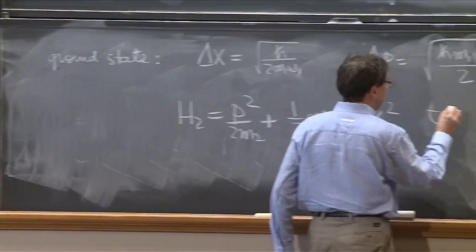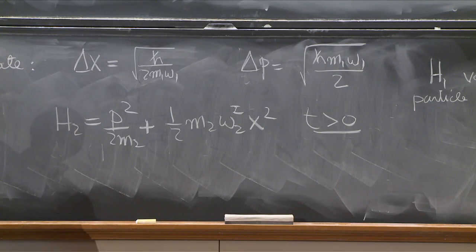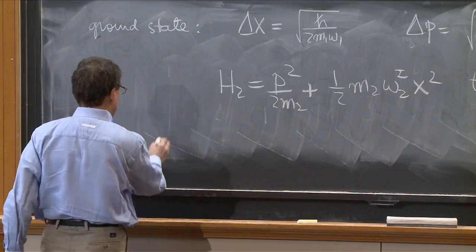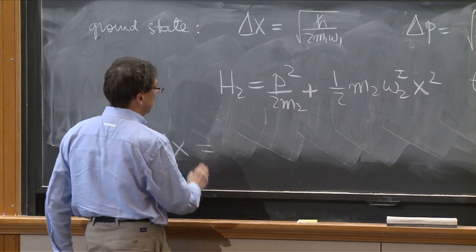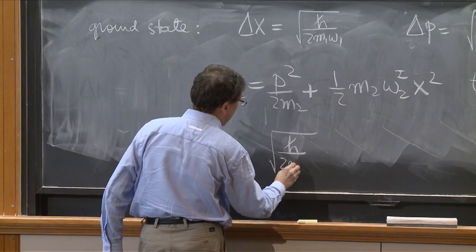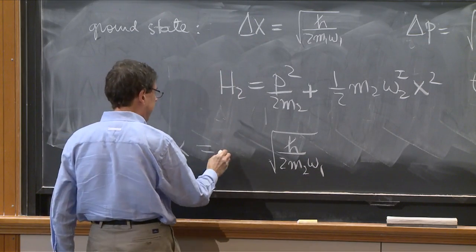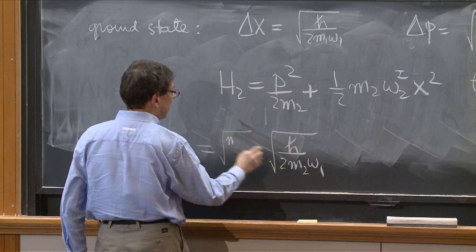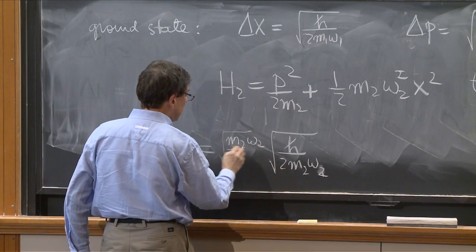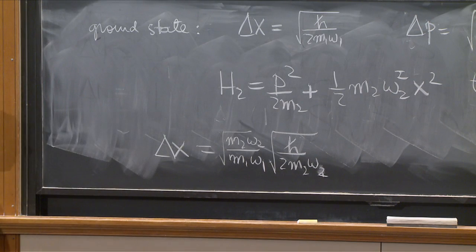So for t greater than 0, this Hamiltonian is there. The wave function does not change. So let me write delta x the following way: h bar over 2 m2 omega 1. But you say, no, delta x didn't change. Correct. So I'll put a factor m2 omega 2 over m1 omega 1. And now it's the same delta x.